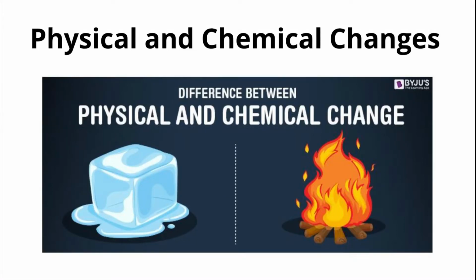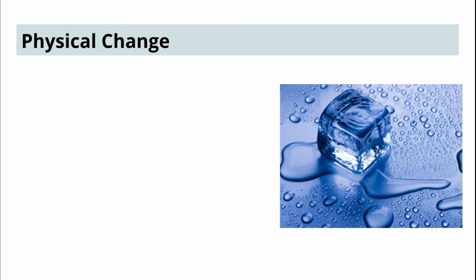In this video, we're going to take a look at the difference between physical and chemical changes. By the end of this video, you're going to be able to use evidence to determine whether a change can be classified as physical or chemical. Let's start out with physical changes then.